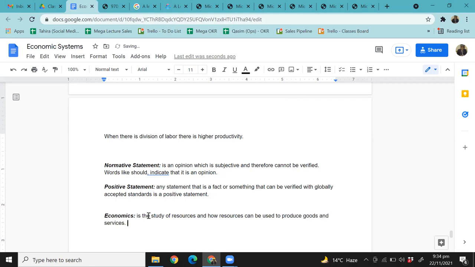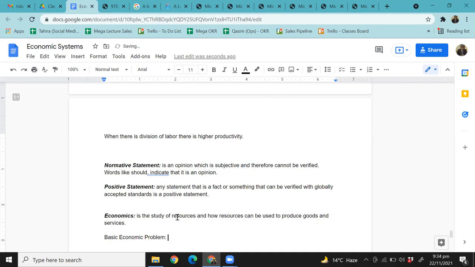Is it making sense, students? Right? So we talk about that, how we use resources to produce goods and services. Now, another thing that is linked to economics, something very fundamental to economics, is the idea known as the basic economic problem.